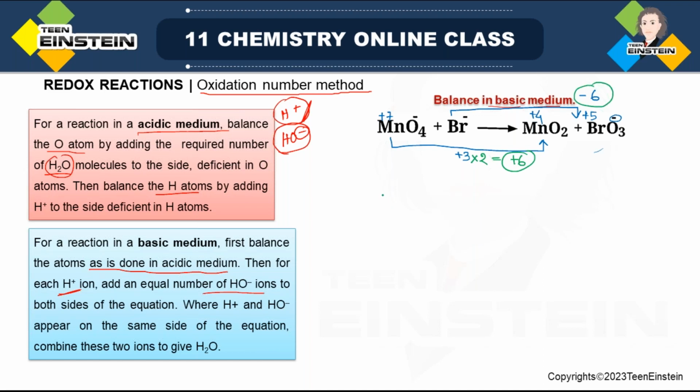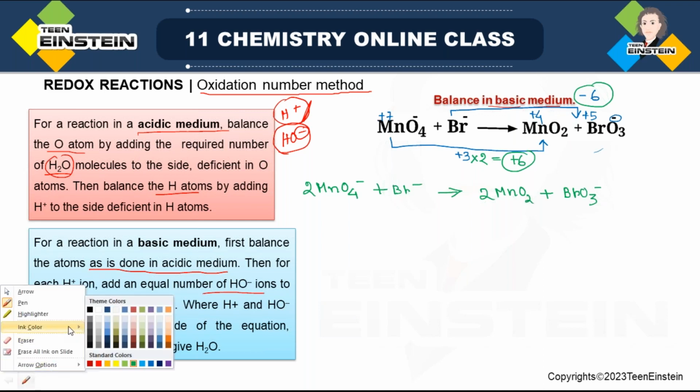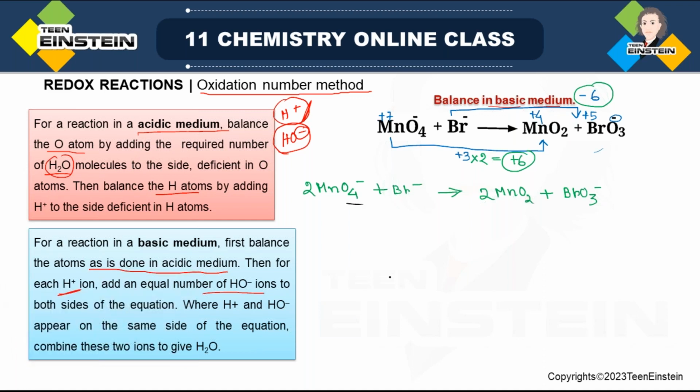So as we have multiplied by 2 in the case of the Mn species, now I will write the equation like this: 2 MnO4 minus, Br minus, then 2 MnO2. So on both sides you can now see the number of manganese is the same, it is 2. So it is okay. Now if we check oxygen, the total number of oxygen on the left hand side is 4 into 2, it is 8. But on the right hand side, it is 2 into 2 and 3, that means 7. So we have to add 1 water molecule to balance oxygen.